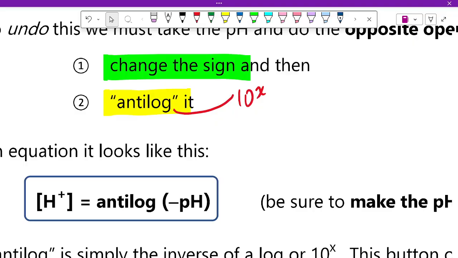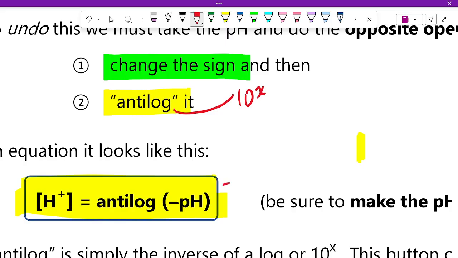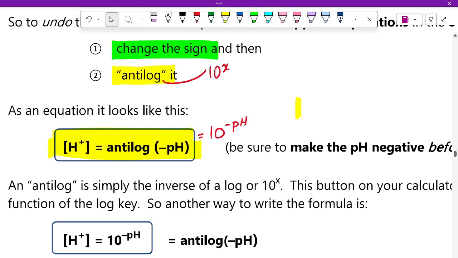So you could write the equation like this if you wanted to. You could say hydrogen ion concentration is equal to the anti-log of the negative of pH. Or you could write it as 10 to the negative pH. They both mean the same thing.